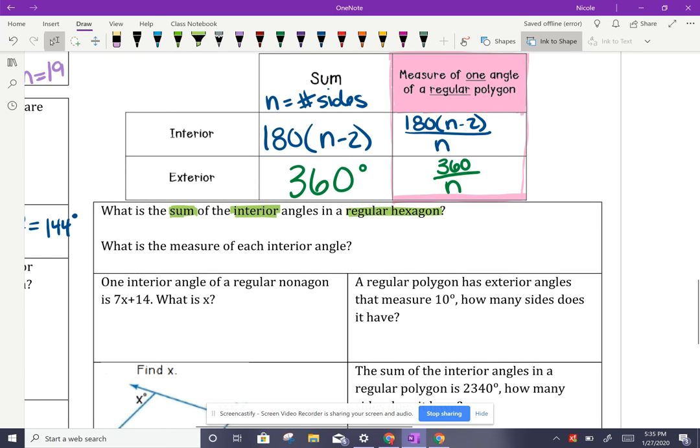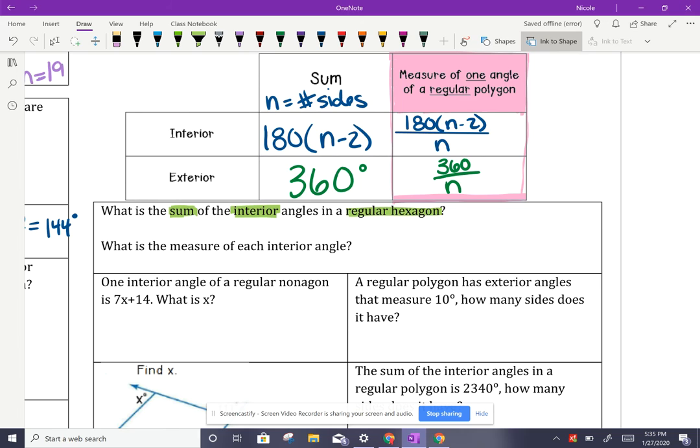If you're talking about regular hexagon, that's usually the right-hand side, but we're talking about sum. So we're actually going to look on the left-hand side of our table. Sum and interior means we're using the top left equation, 180 times n minus 2. And we're doing it with the hexagon. Hexagon has how many sides, guys?